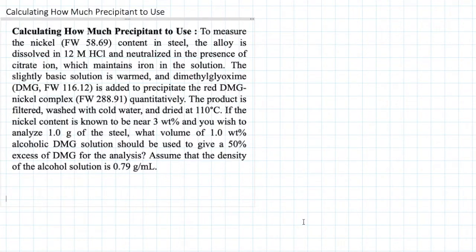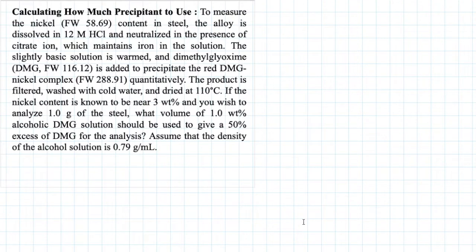If the nickel content is known to be near 3% by weight, and you wish to analyze 1.0 grams of the steel, what volume of 1.0% by weight alcoholic DMG solution should be used to give a 50% excess of DMG for the analysis? Assume that the density of the alcohol solution is 0.79 grams per ml.